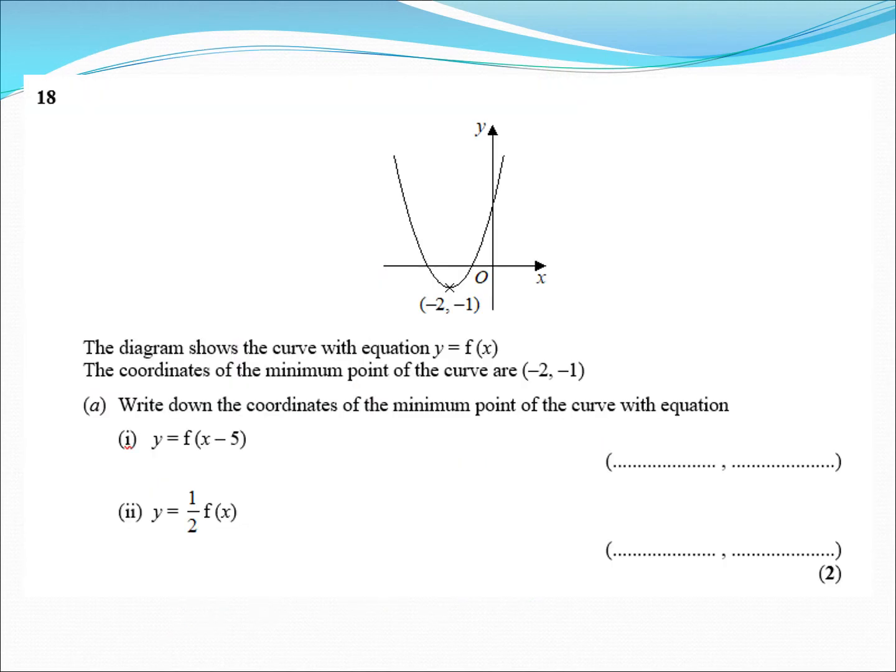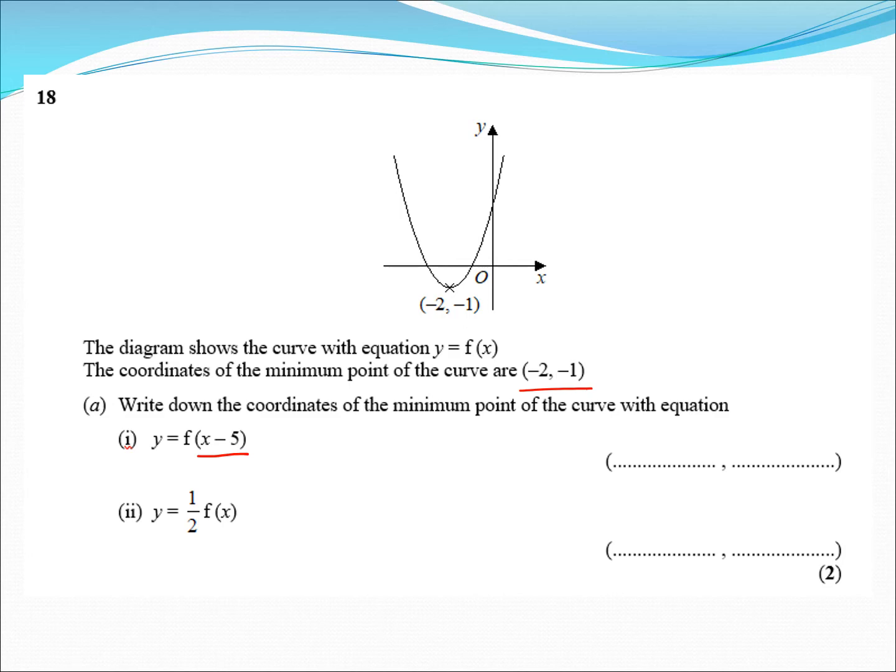Okay? Now, the next question is on transformation of graphs. So, the first one, they've given you the curve with the equation y is equal to f(x). The coordinates of the minimum point are minus 2 and minus 1. Write down the coordinates of the minimum point of the curve with the equation f(x minus 5).